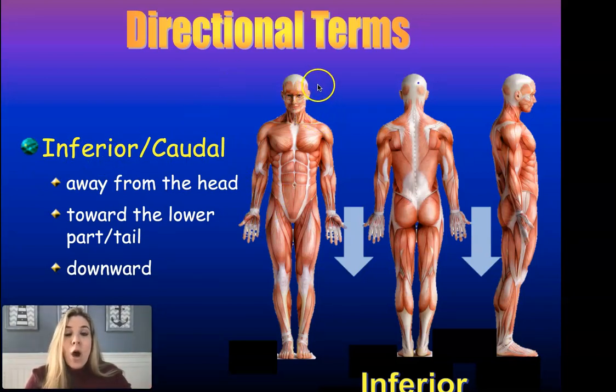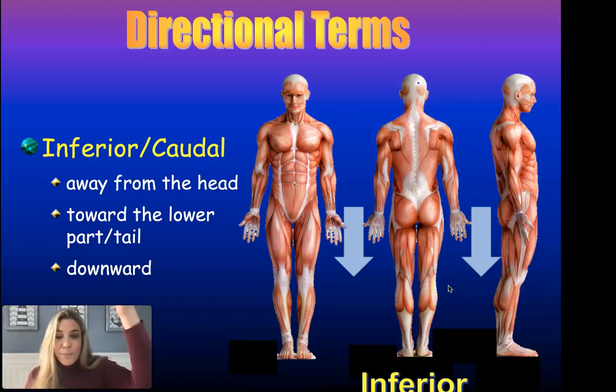So this means away from the head or toward the lower part or toward the tail or downward. So we have the arrows of this person facing down towards the feet. So we can say that the knee is inferior to the gluteal region, the butt region. Okay, so these are just opposites. Superior up, inferior down. Superior towards up, inferior towards down.